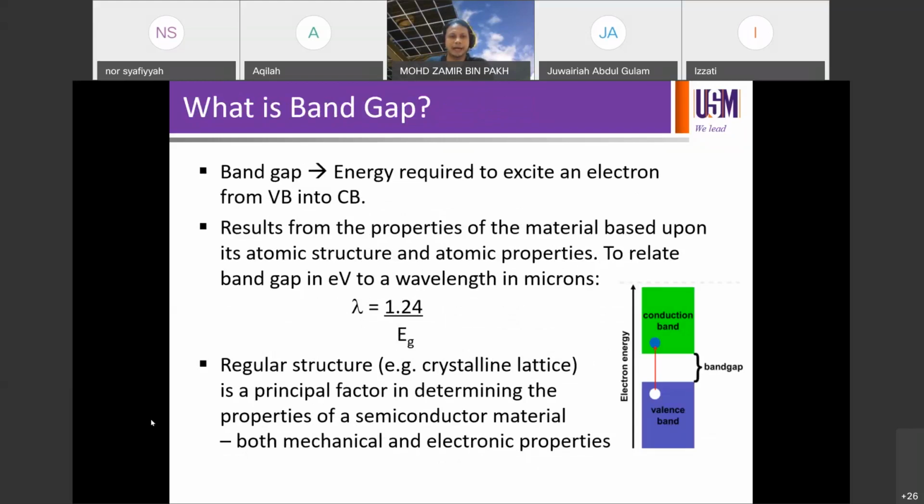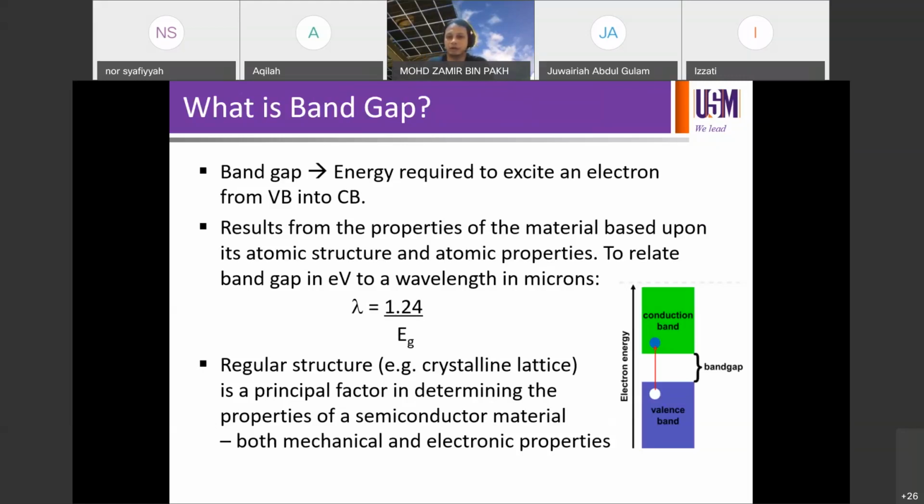So then what is band gap? We have discussed the band gap of silicon, 1.1, and zinc oxide, 3.3, and insulators, you said up to 10 electron volts yesterday, and diamond is 5.5. So what is actually band gap? Band gap refers to the energy required for us to excite an electron from the valence band to the conduction band. So it is the energy required.